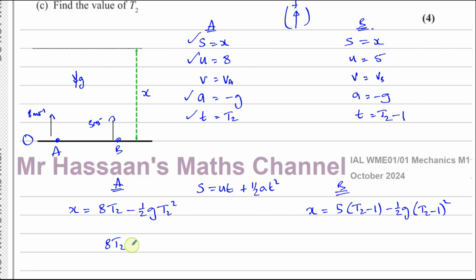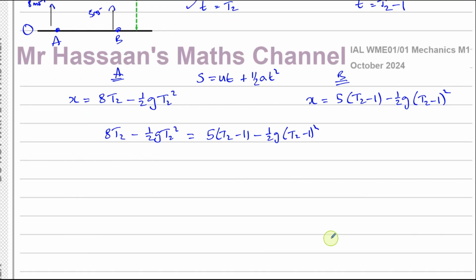I can say 8T2 minus a half GT2 squared is equal to 5T2 minus 1 minus a half times G times T2 minus 1 all squared. And then I can expand these and simplify and solve. So 8 times T2 minus a half GT2 squared equals 5T2 minus 5. And this is going to be minus a half times G times, I've got to expand this bracket, that's T2 squared minus 2T2 plus 1.